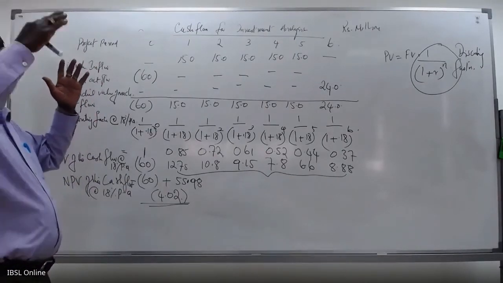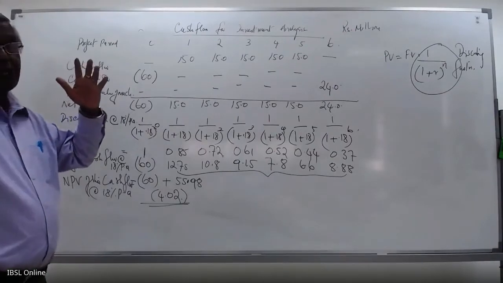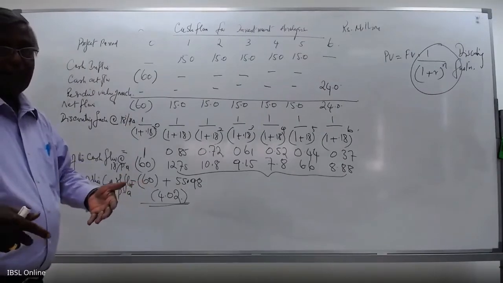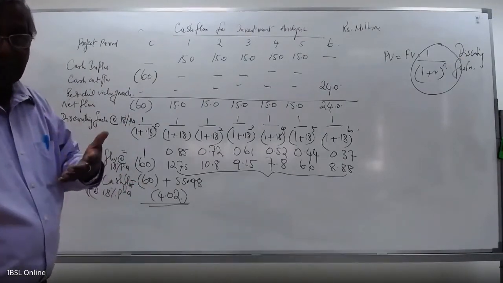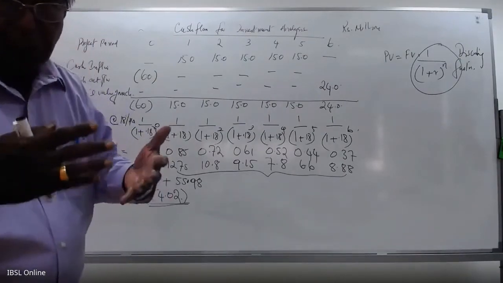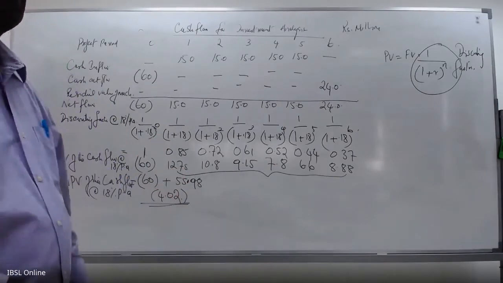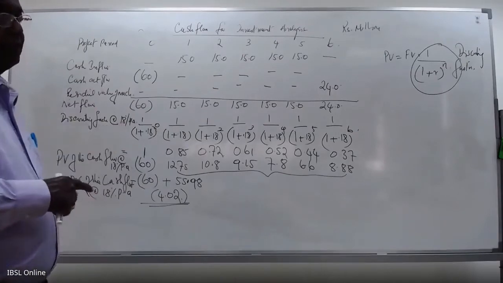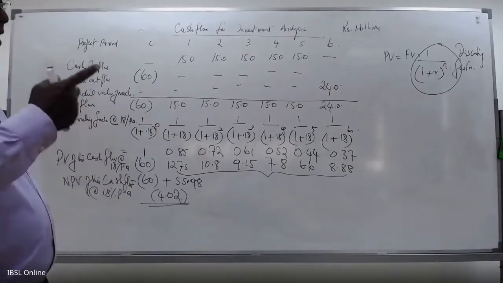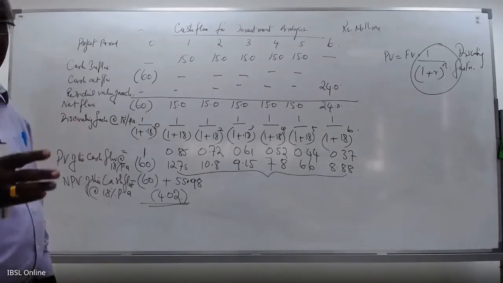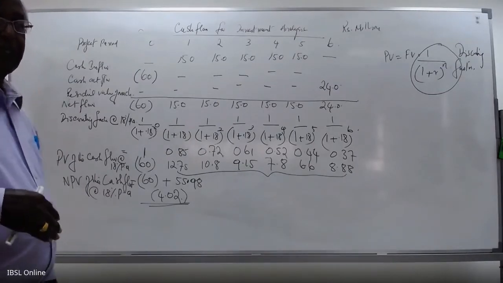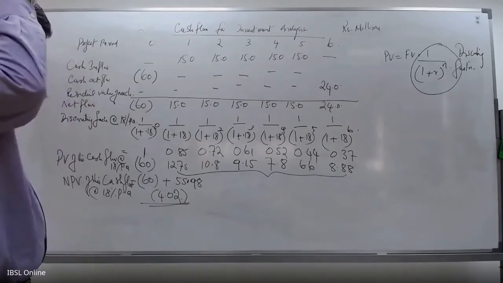Say 60 million investment, income 99 million. When you discount it and the income in present value does not cover the investment, it is a loss. So if the NPV is positive, you can accept the project. If the NPV is negative, you can't accept the project because the income does not cover the investment in present value.